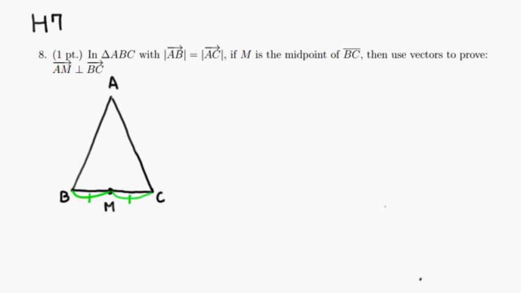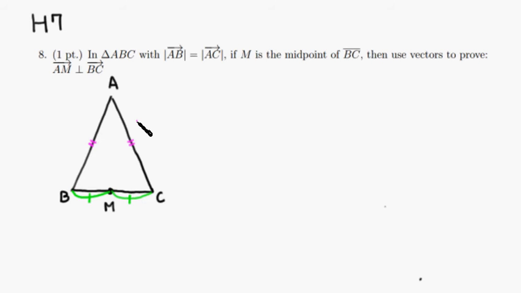Alright, let's look at homework 7, problem number 8. We have a triangle ABC with the norm of vector AB equal to the norm of vector AC, which means that this is an isosceles triangle. So AB and AC are congruent. M is the midpoint of the base BC.